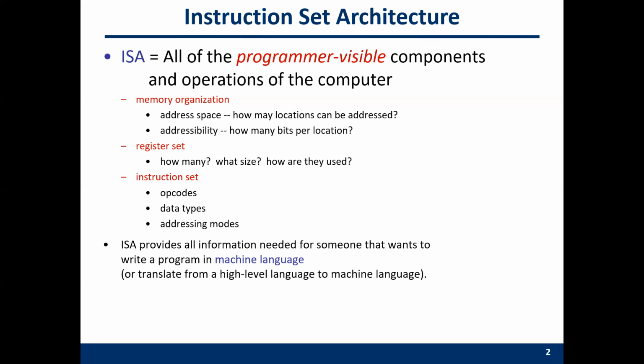We also have a register set in the instruction set architecture. How many registers, what's the register size, and how they will be used in your application. Eventually, we have the instruction set: the opcode, data type, addressing mode. I will explain them in the following slides. So the ISA provides all the information you need to do some assembly language programming.